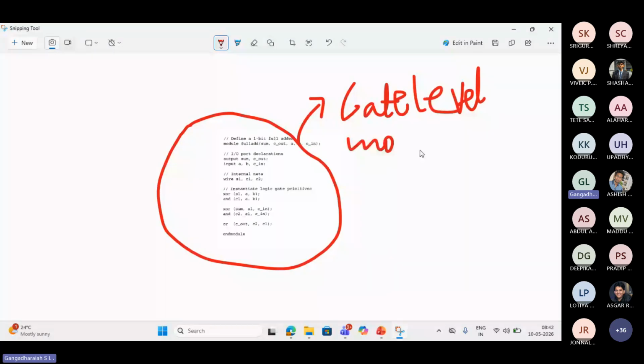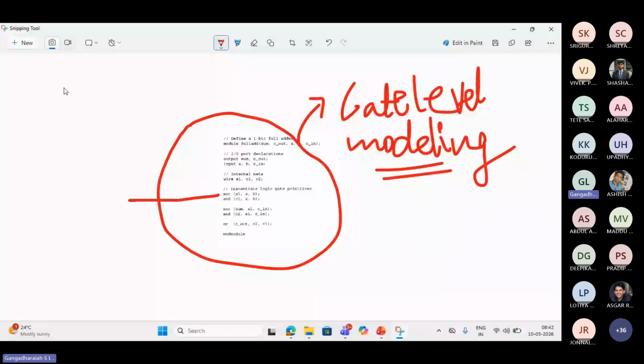If I use an always block to define the behavior, it is called behavioral modeling. This is called gate level modeling. I am using gate level primitives. XOR is a gate level primitive. AND is a gate level primitive. OR is a gate level primitive. They are already defined. I'm using them.